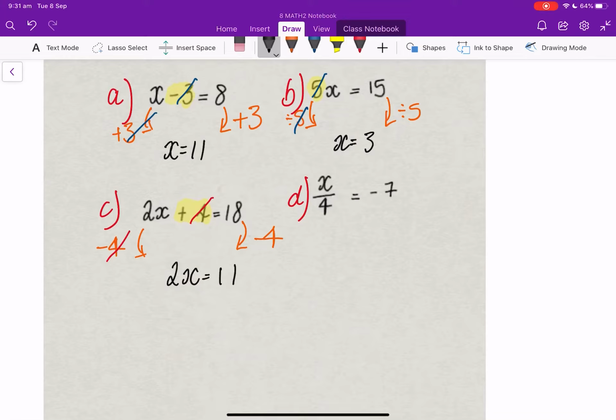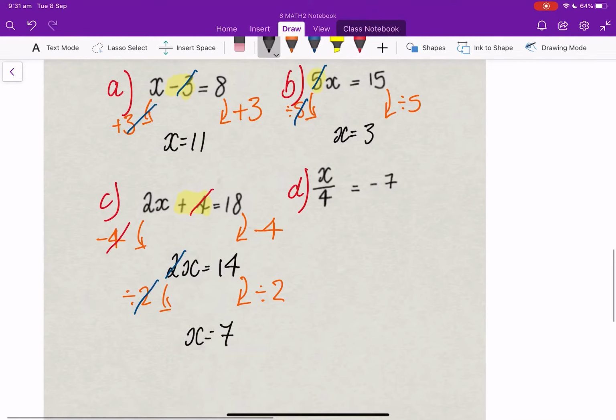equals 14. Okay, how do I get that x by itself? I need to do the opposite operation of multiplying by 2. That's to divide by 2. So I'm going to divide both sides by 2. On the left-hand side, I can cross out my 2's. That leaves me with x by itself. 14 divided by 2 equals 7, and that's my final answer.